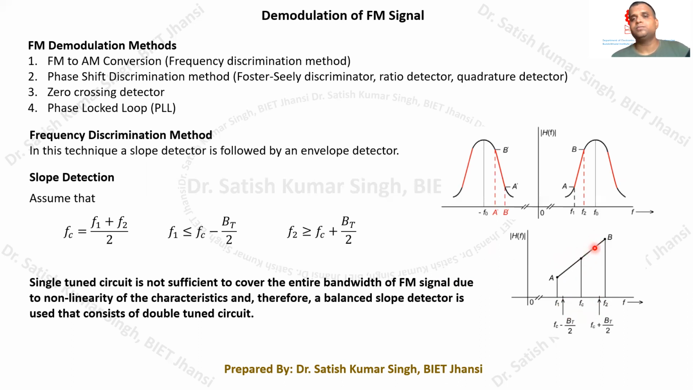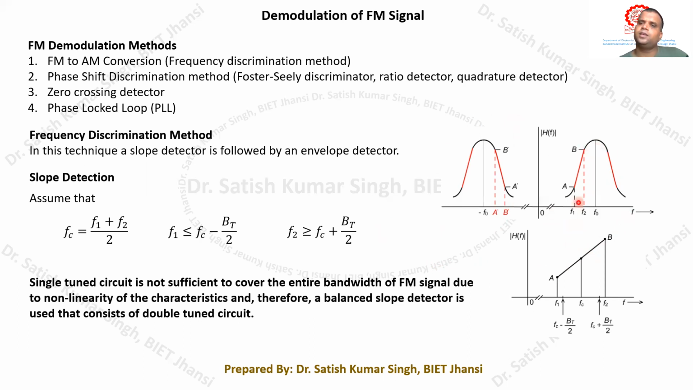So whenever the frequency is more, the magnitude of the output is going to be more. Whenever the frequency is less, again the magnitude is going to be less, and therefore FM to AM conversion will take place. But remember that in the FM modulated signal, the bandwidth allotted for each channel is around 200 kilohertz.